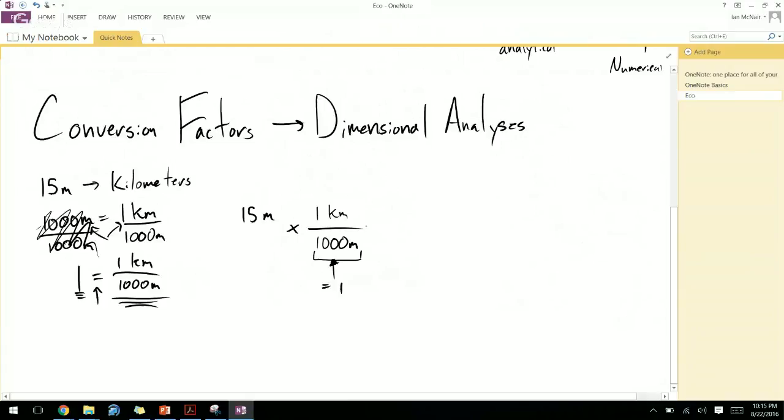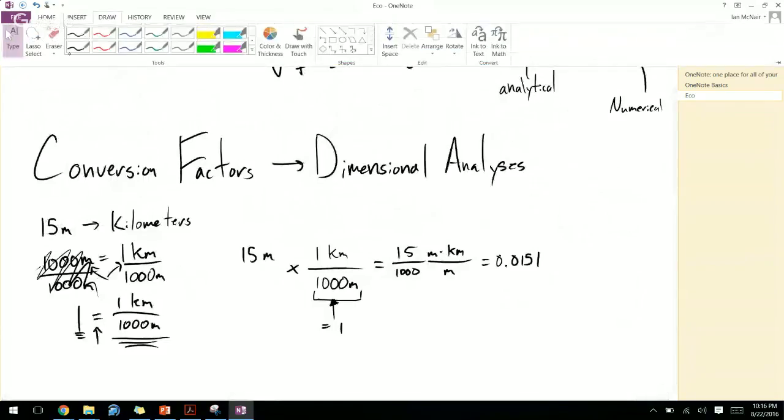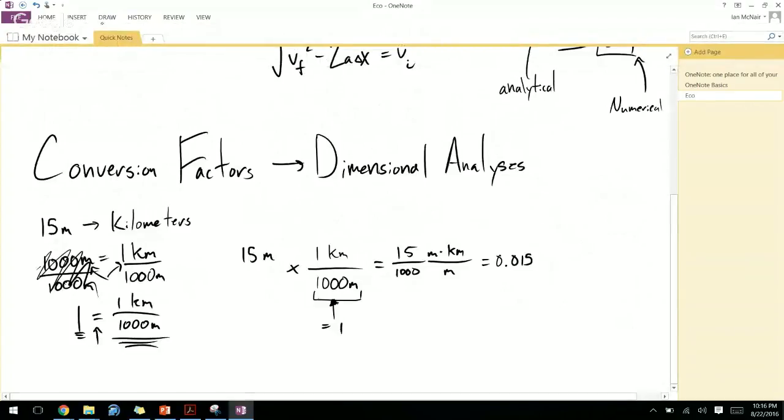So when we change this, we get 15, and I'm not going to cancel out the units yet. We get 15 kilometers over meters divided by, so 15 over 1,000. Meter, kilometers over meters. If we divide 15 by 1,000, we just move the decimal place over 3 times, 1, 2, 3. So we get 0.015 kilometer. Sorry, I keep almost jumping ahead of myself. 0.015.